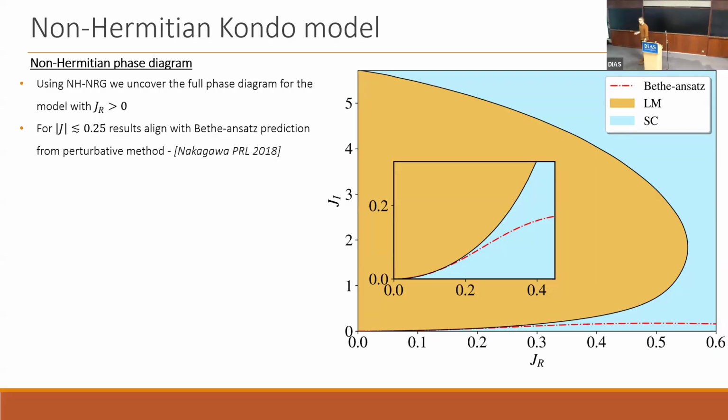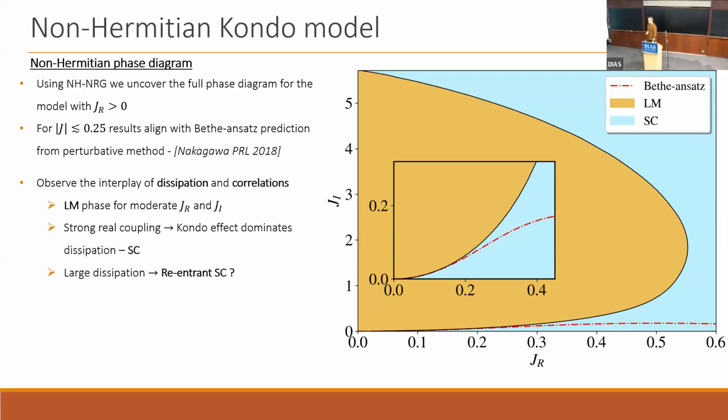Okay, because like I said, our non-Hermitian energy results can go way beyond that, and can cover the whole phase diagram. So this region is here, that inset. Okay, so we can cover the whole thing. So in this phase diagram, what we're really observing is the interplay of dissipation and correlations. We still have this strongly interacting system, and we're observing the interplay with dissipation going on.